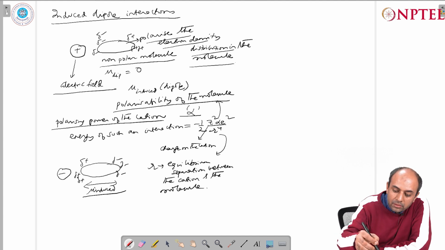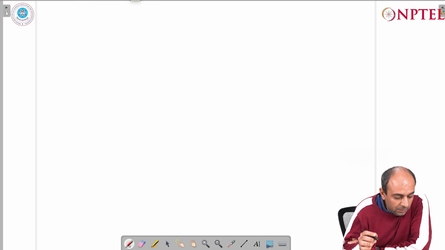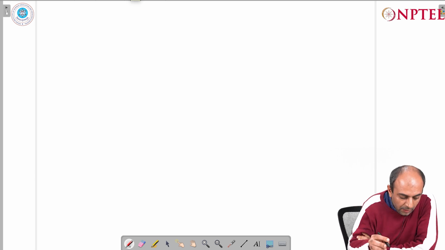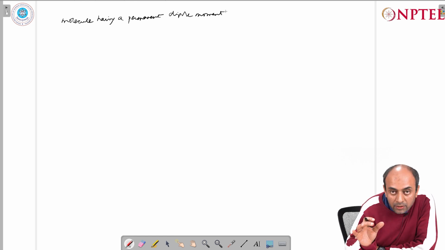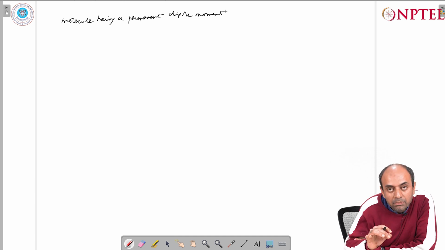And similarly, we can also have a dipole, a molecule having a permanent dipole moment, when it is brought in the vicinity of another molecule which does not have a permanent dipole moment, or which is a nonpolar molecule whose dipole moment is equal to 0.